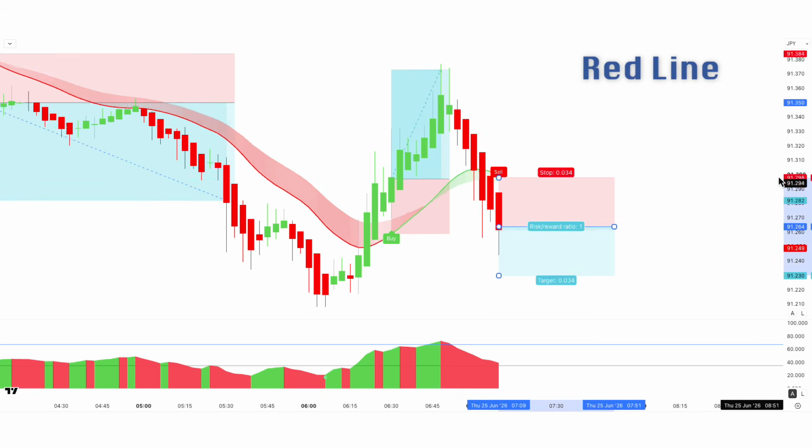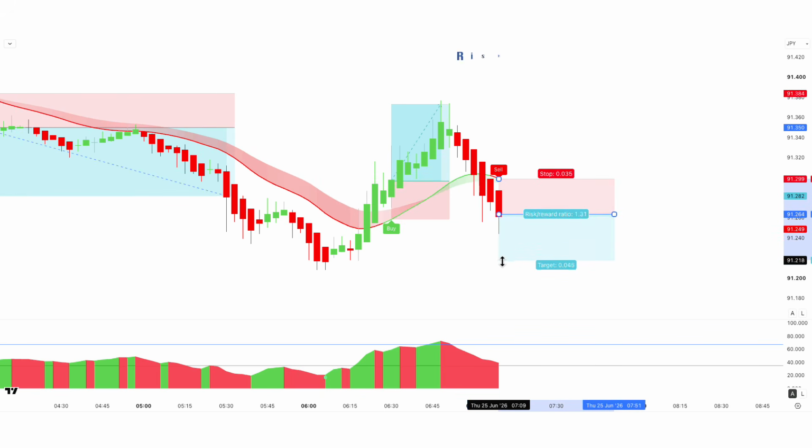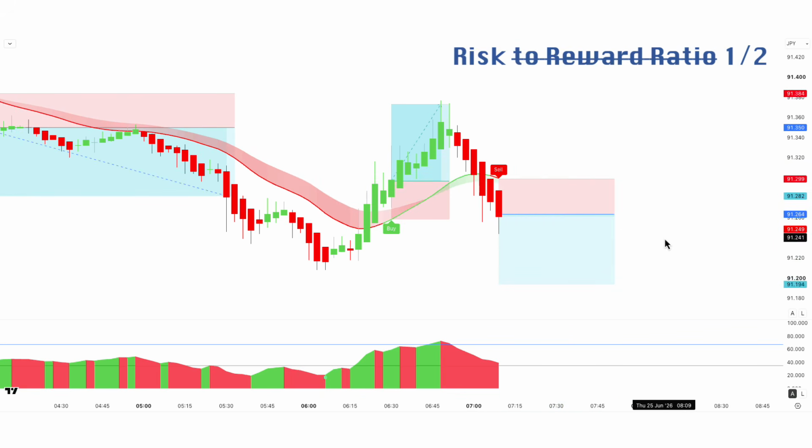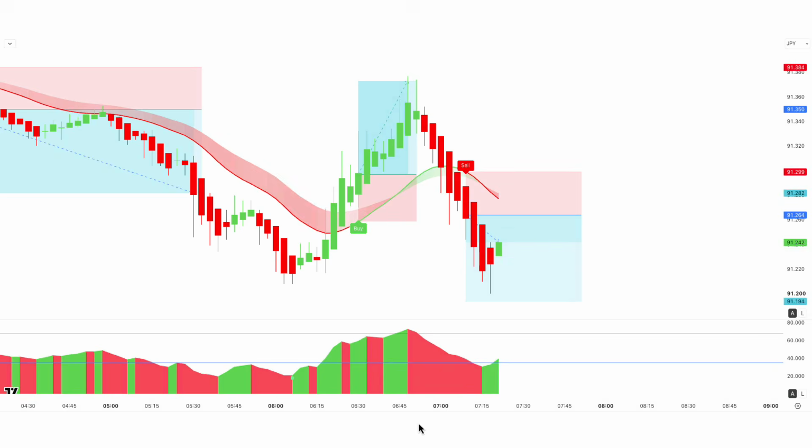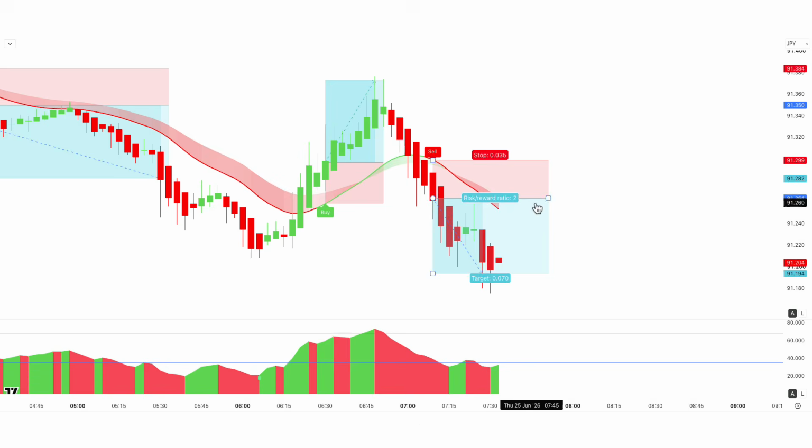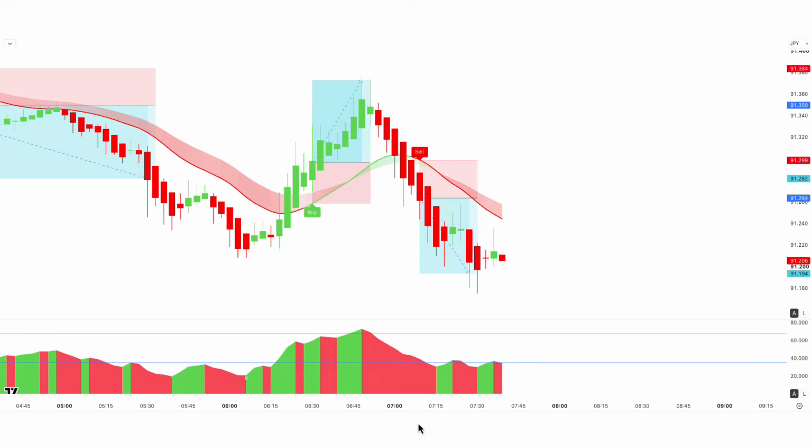Our stop loss is to be placed at the red line. And the risk to reward ratio will be 1:2. Let's see what happens to our trade. We have won the trade. Let's find the next trade.